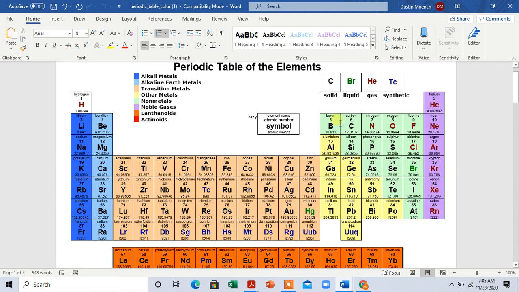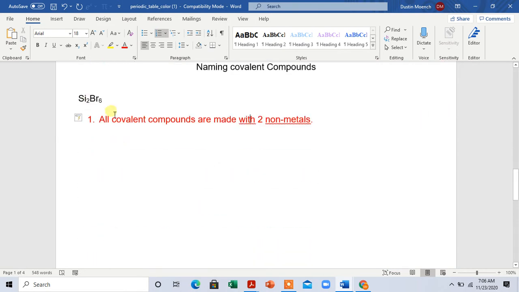So when we review next week about all naming and you have to pick whether something is an ionic or a covalent compound, the first step is figuring out if there are two nonmetals or a metal and a nonmetal atom. Okay? So all covalent compounds are made with two nonmetals.